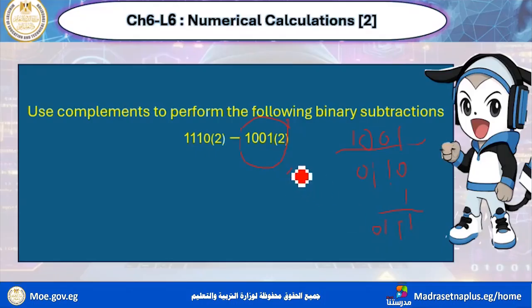Now we will add 1, 1, 1, 0 to the first number. So 0 plus 1 is equal to 1. 1 plus 1 is equal to 0 and carry 1. Now 1 plus 1 plus 1 is equal to 1 and carry 1. 1 plus 1 is equal to 0, 1. So ignore the leading 1. The result will be 0, 1, 0, 1.